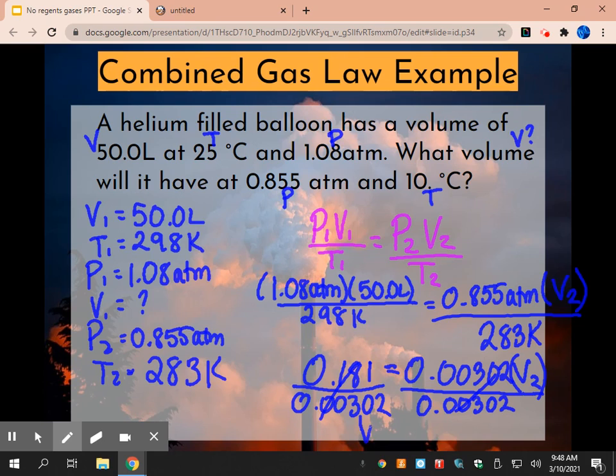These cancel. My V2, if I do 3 significant figures, because that's the smallest one I started with, I get 59.9 liters. Okay? So what this problem is saying is that if you start under these conditions, 50 liters, 298 Kelvin, and a pressure of 1.08 atmospheres, and I change my pressure to 0.855 atmospheres, and I change the temperature to 283 Kelvin, my volume will now be 59.9 liters.